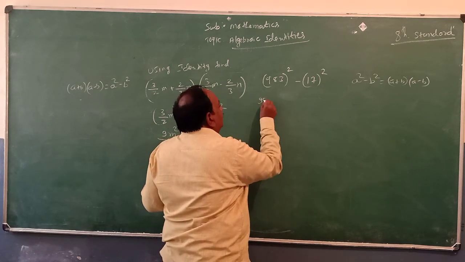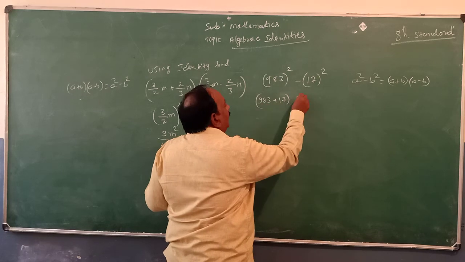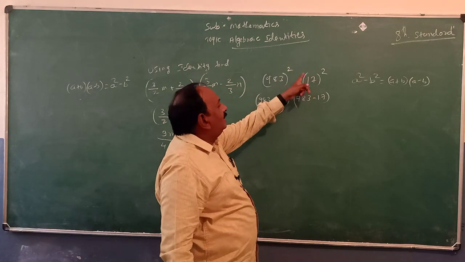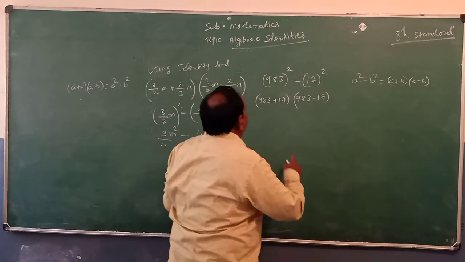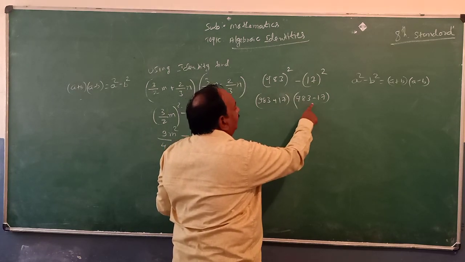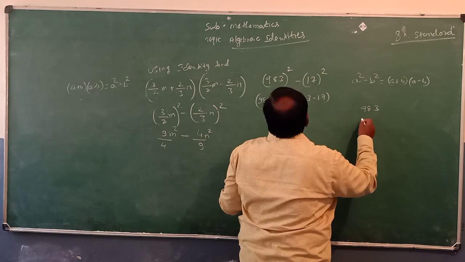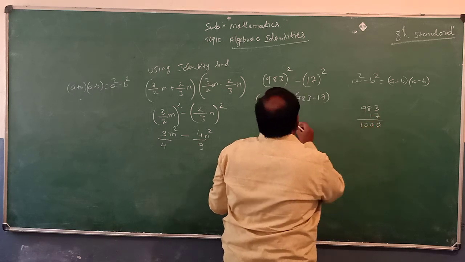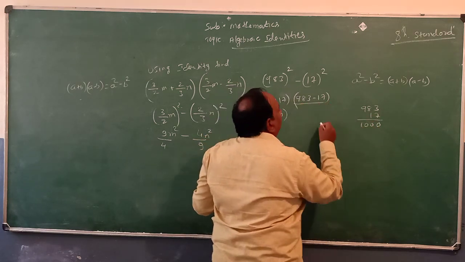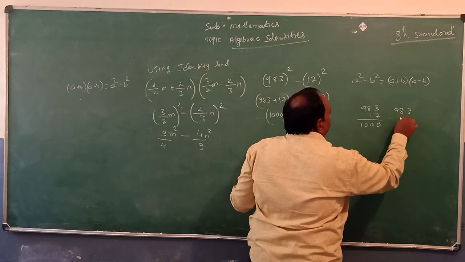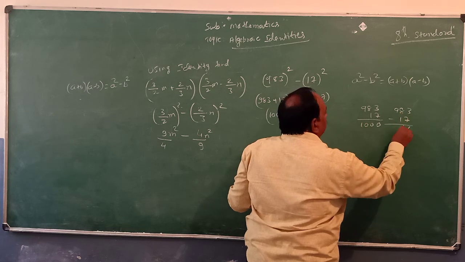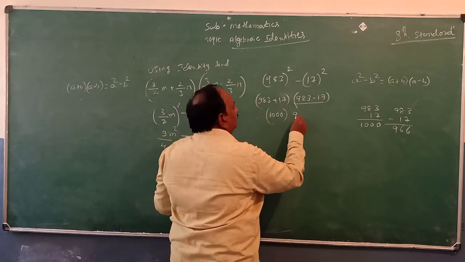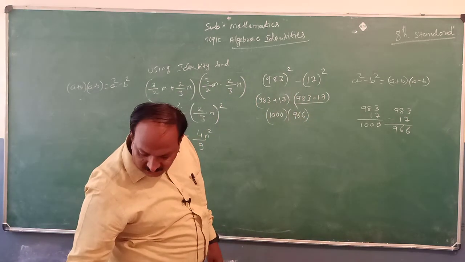That is (983 + 17), (983 - 17). This is a, this is b. a square minus b square, (a + b)(a - b). 983 plus 17 is 1000, into 983 minus 17, 966. Multiply 966 into 1000.